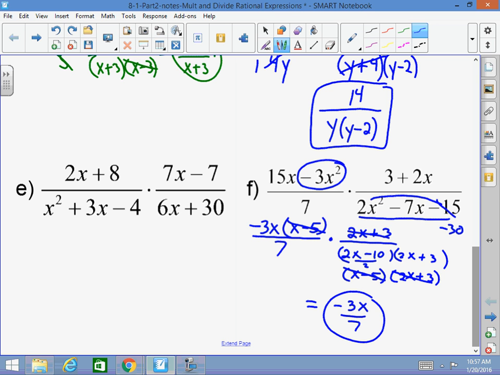Got to remember all of your factoring techniques. Not just remember them, you got to be wicked good at them. Okay? And then, that's multiplying.